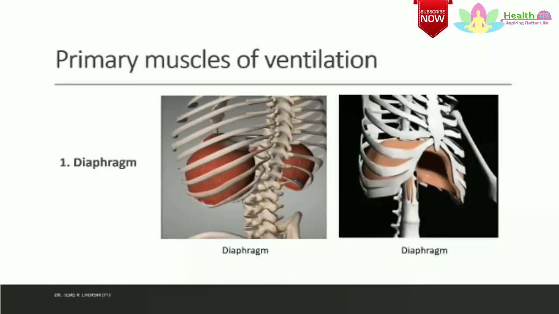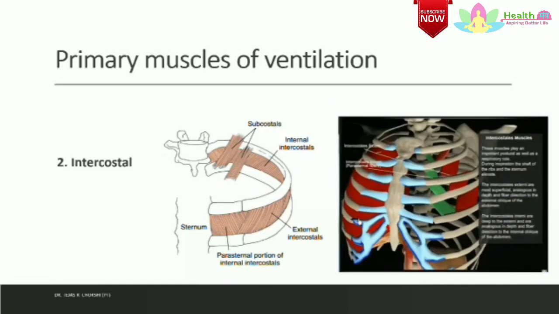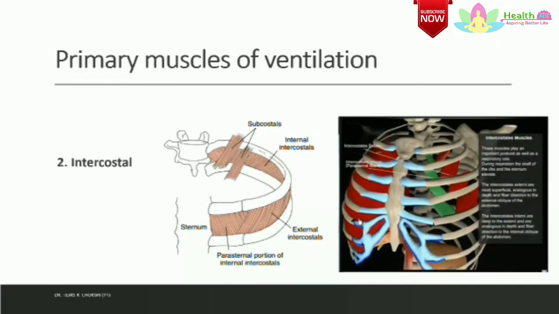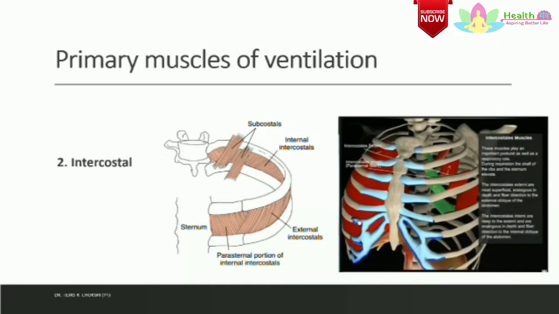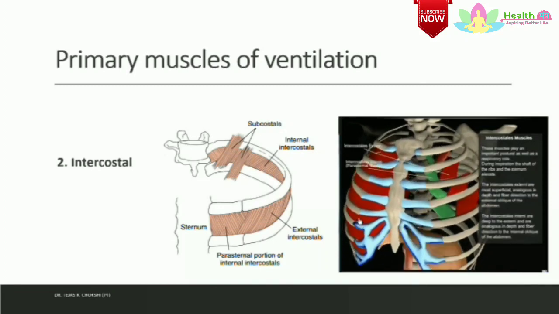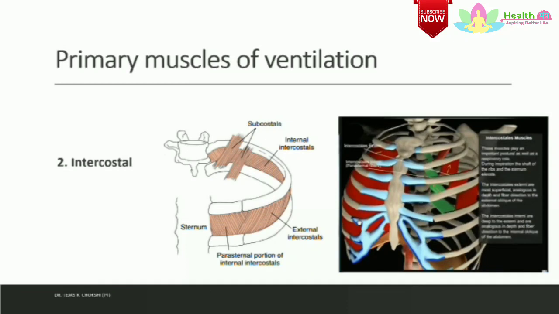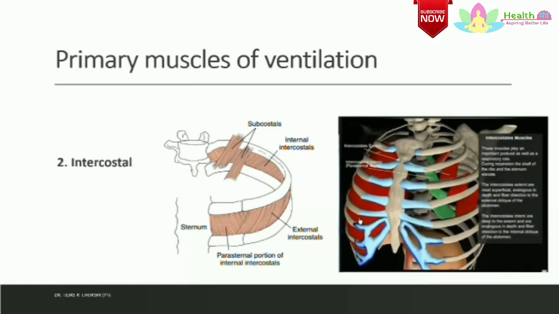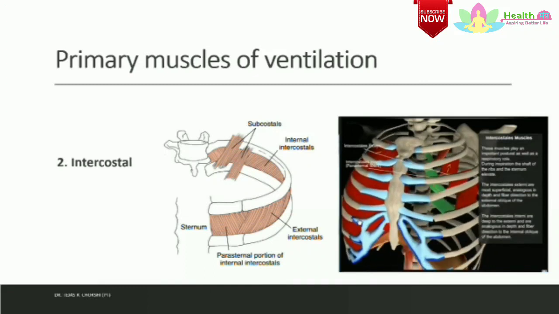Now we'll talk about the intercostal muscles. The intercostal muscles are the external and internal intercostal muscles. However, only the parasternal muscles are considered primary muscles of ventilation. The parasternal muscle is the portion of the internal intercostal adjacent to the sternum.